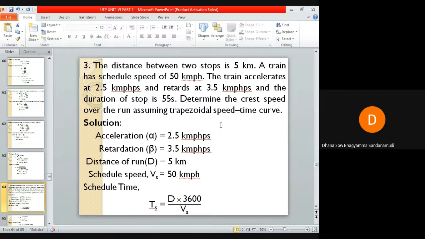Acceleration is given, retardation is given, distance is given, and scheduled speed is given. If you know the scheduled speed and the total distance from one stop to another stop, you can determine the scheduled time. So Ts is equal to D into 3600 by Vs formula. Substitute D value and Vs value and you will get the scheduled time. Write it down. As soon as you complete, inform.